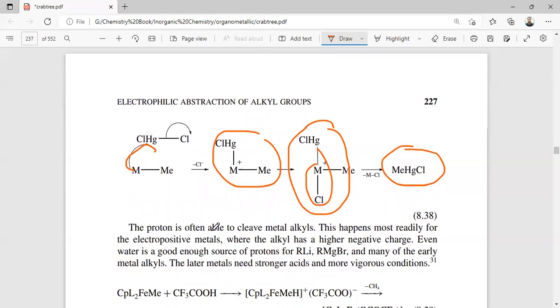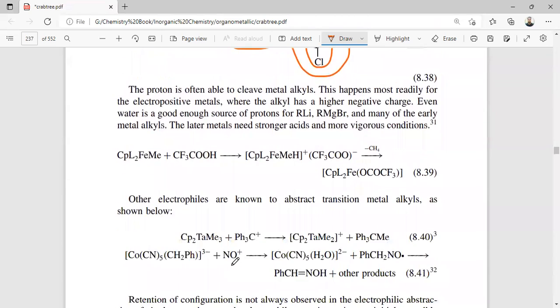So the proton is often able to cleave the metal alkyls. This happens most readily for the electropositive metals, where the alkyl has a higher negative charge. Even water is a good enough source of protons for RLi, RMgBr, or many of the early metal alkyls. The later metals need a stronger acid and more vigorous conditions.